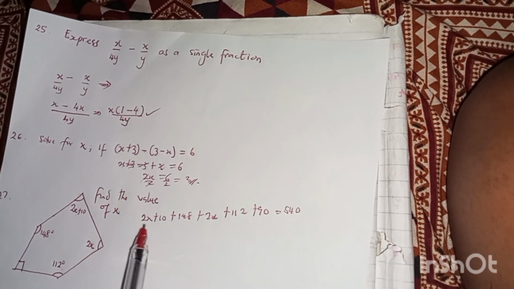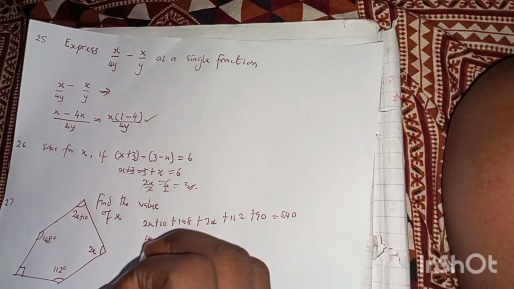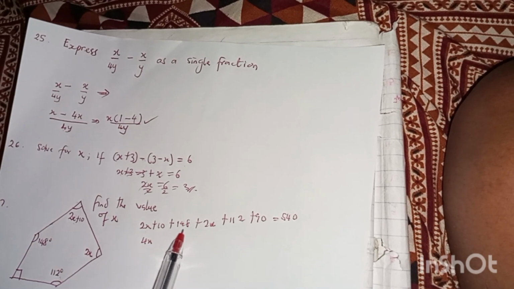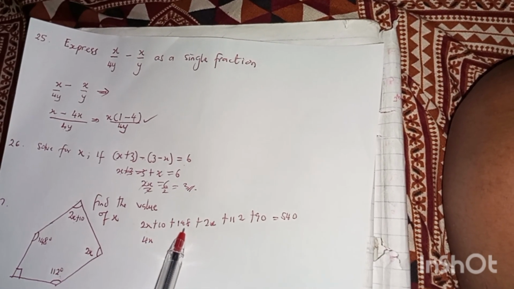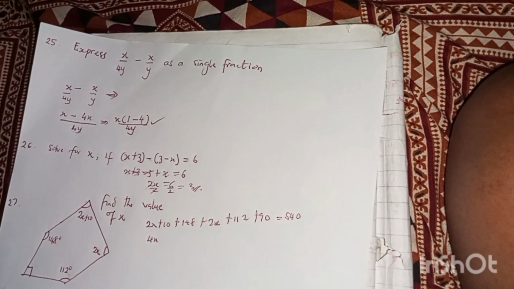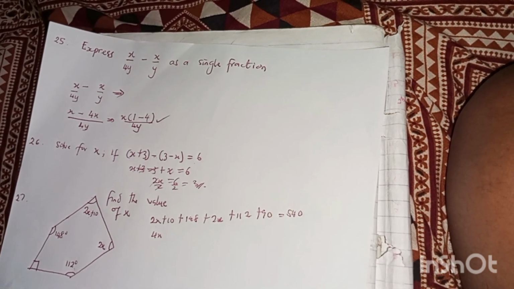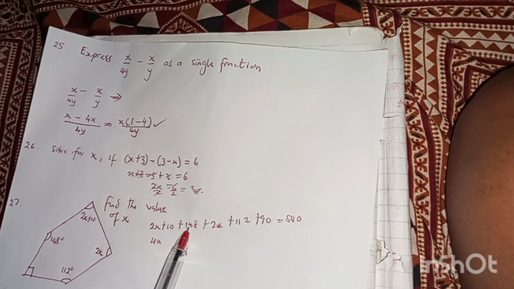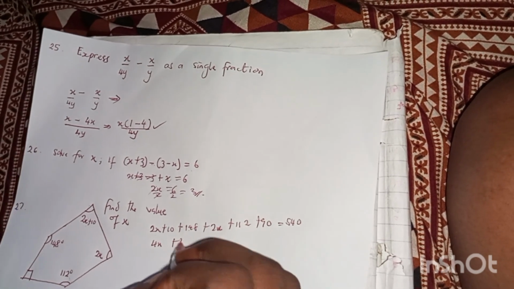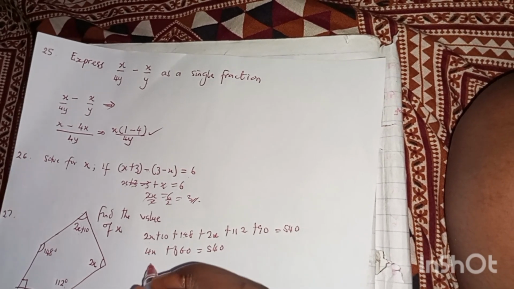Okay, just collect the like terms. 2x plus 2x, that's going to give us 4x. So we add 10 plus 148, that's going to be 158. 158 plus 112 plus 90, that's going to give us 360. So all these other ones, we plus 360. Everything equals to 540. So we transfer 360 to that side.